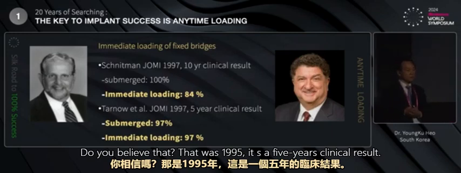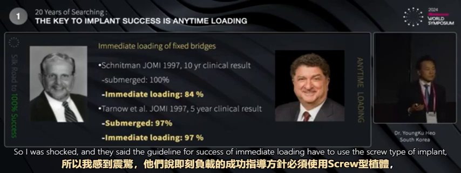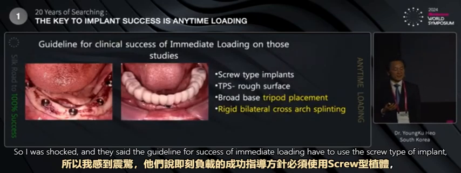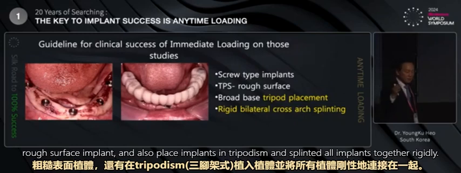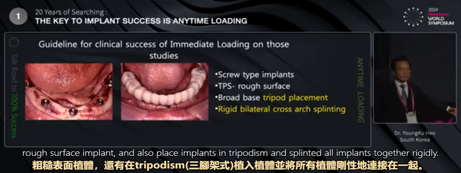Do you believe that? It was a 5-year clinical result, and he was talking about immediate loading with a full arch bilateral fixed bridge. So I was shocked. They said the guidelines for success of immediate loading are to use a screw type implant with a rough surface, place the implants in a tripod arrangement, and splint all the implants together rigidly.